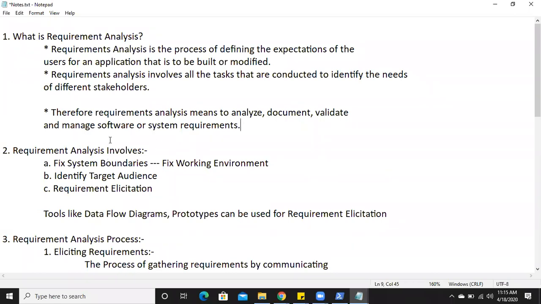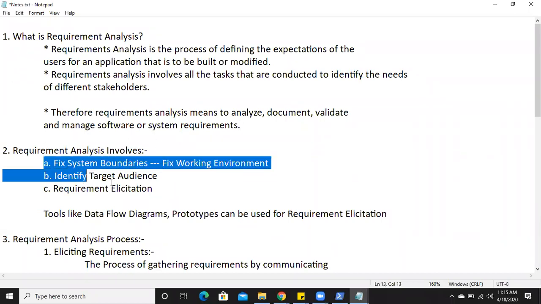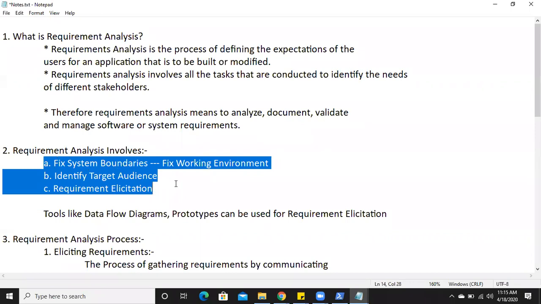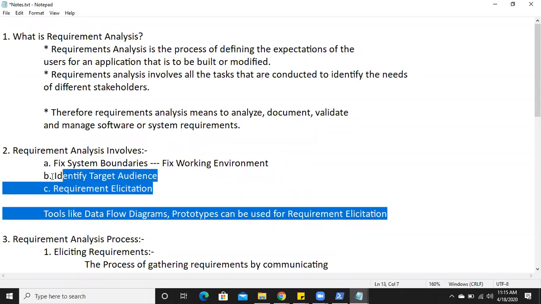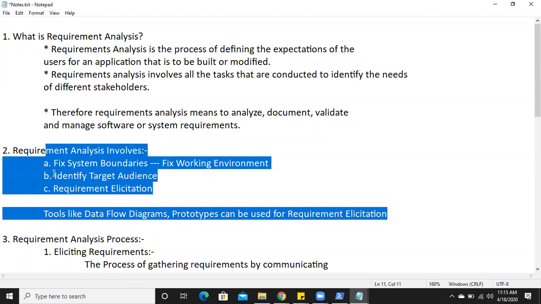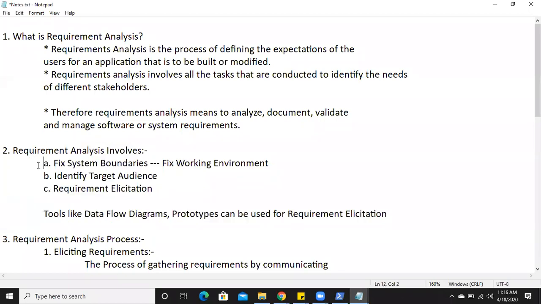Requirement analysis involves various different stages. These are the stages, and we will study the process as well. For our next topic, there are the requirement analysis phases. The first phase involved in this process is fixing system boundaries.